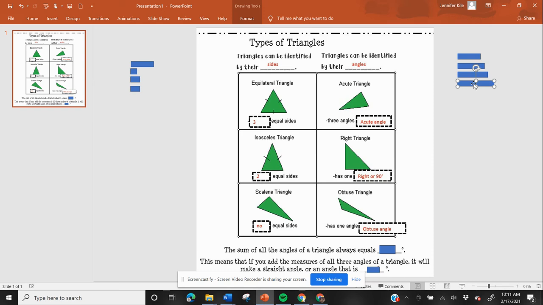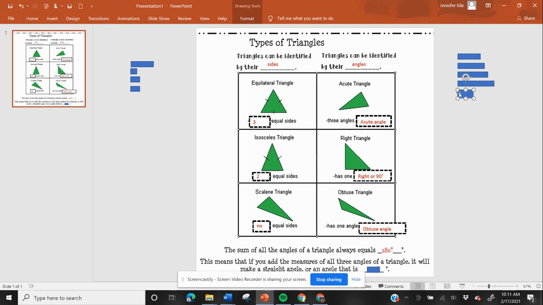Now, it doesn't matter whether it's an acute, a right, or an obtuse triangle. There is a rule that triangles follow, and that is that if you add up all the angles, the measurements of all the angles, it will always equal 180 degrees, no matter what kind of triangle it is. So if you have a triangle and you're measuring the angles and the sum is not 180, you don't actually have a triangle. It would not actually work.